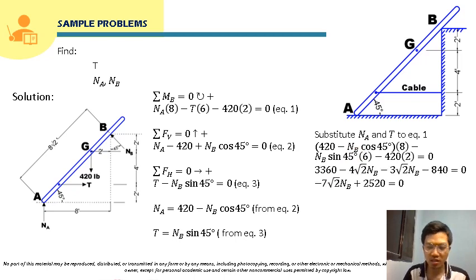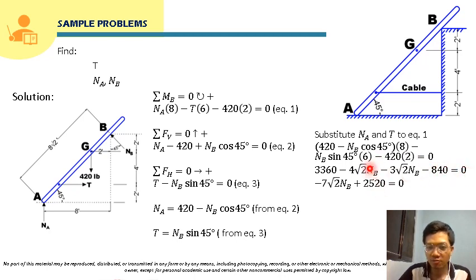Okay, so 420 times 8, that will be 3,360. And then negative NB cosine 45 degrees times 8, that will be negative 4 square root of 2 NB. And then we have here NB sine 45 degrees times 6, so this is negative here, negative 3 square root of 2 NB. And we have here negative 420 times 2, that will be negative 840, is equal to 0.